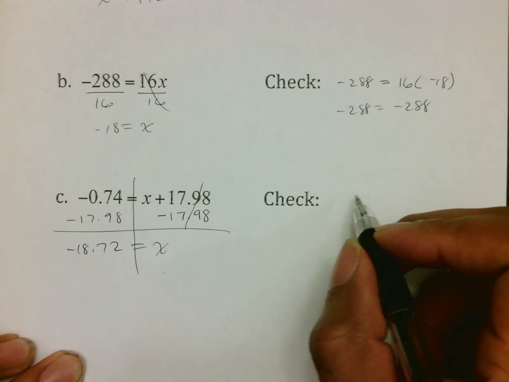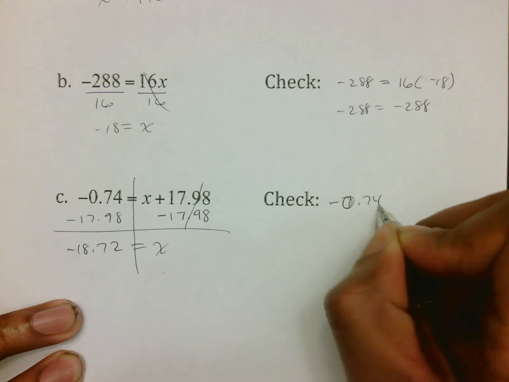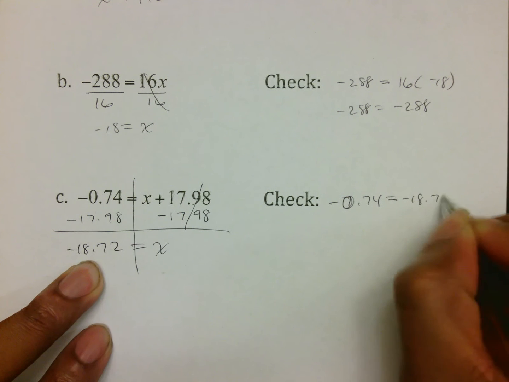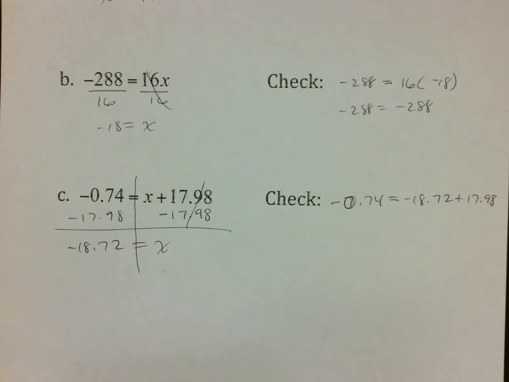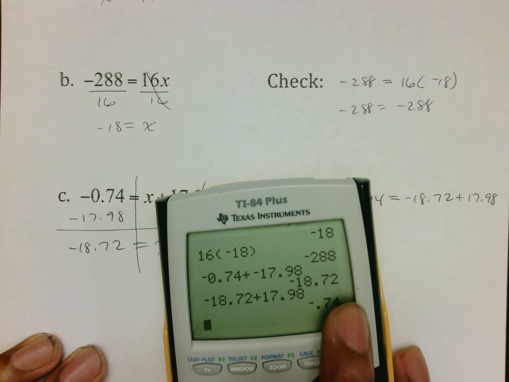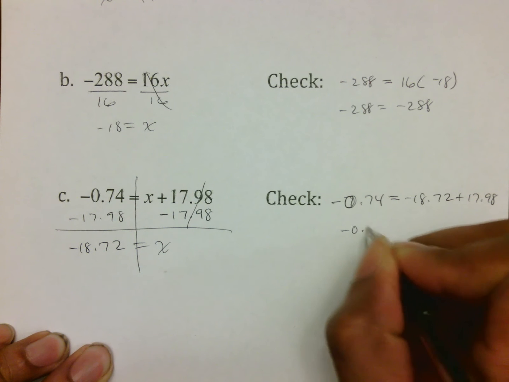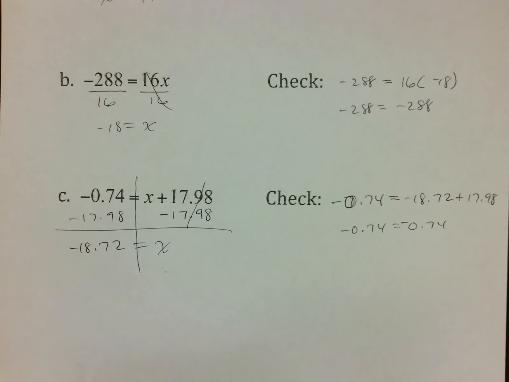All you have to do now on the computer is prove it by typing this in. Negative 0.74 equals, that turns into negative 18.72 plus 17.98. You then type that in to make sure, and see what you get. Notice you get 0.74, which is exactly what you're supposed to get, and that is how you check it.